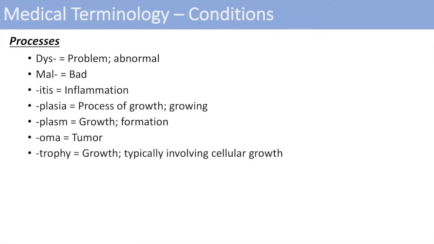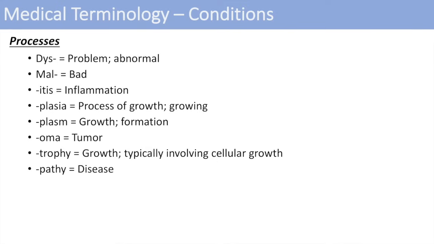Another one is trophy, so that typically means growth as well. Growth typically involving cellular growth, and this doesn't mean division. It actually means just a growing in size. There's no growth in number, but a growth in size. So that's the difference between plasia and trophy. The next one is pathy, which means disease.